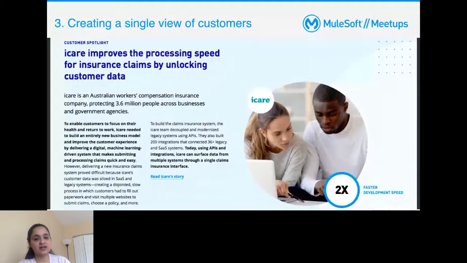They also used their customer data, which was siloed in the SaaS and legacy applications. So they used that data, and they built the claim insurance system. So using the APIs and integrations with the MuleSoft platform, they can surface the data from multiple systems through a single claims insurance interface. So they literally increased the processing speed, and you can see the result. They doubled that processing speed, and they also doubled that development speed using the MuleSoft. That is also a good amount of number.